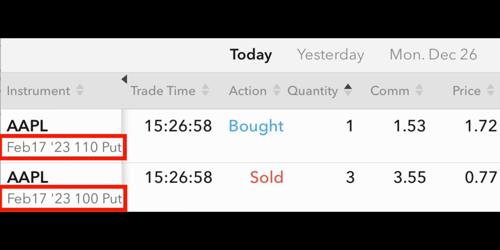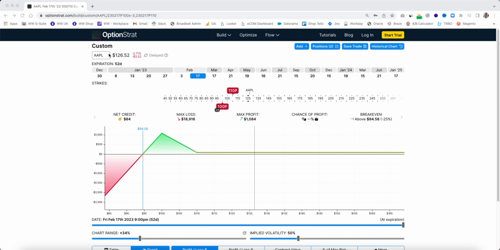Now let's break down this trade and visualize what happens if the stock moves up or down. So we're here on optionstrat.com, one of the best free tools to visualize or build option trading strategies. If you guys want this, it's absolutely free. The link is down below. So I've built the scenario of the trade that I've done, and I'll just walk you through what I've done here.